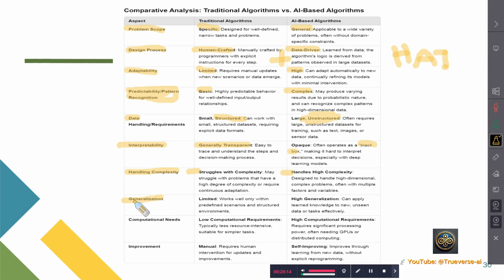Generalization. Traditional algorithms perform well only in predefined and previously predicted scenarios. But AI has high generalization. What does it mean? It means AI can generalize knowledge to new, unseen data, making it efficient. And computational need: traditional needs low computing, AI is high because of too much computation. Improving: traditional is manual, but AI is self-improving, like reinforcement learning, which we discussed before.